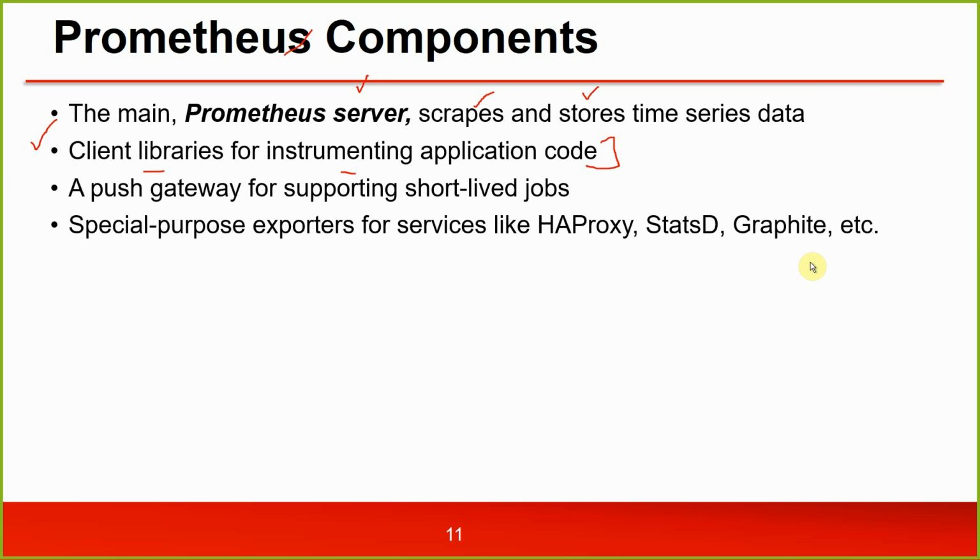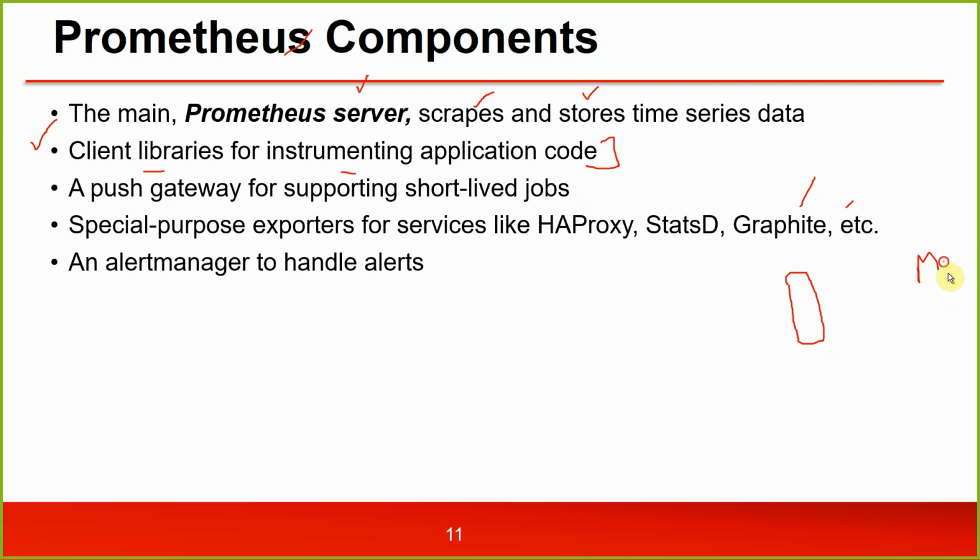Special purpose exporters like HAProxy, StatsD, Graphite, etc. are available. Exporters actually play a role in between. For example, I have a MySQL database. Now MySQL does not expose any data for Prometheus.